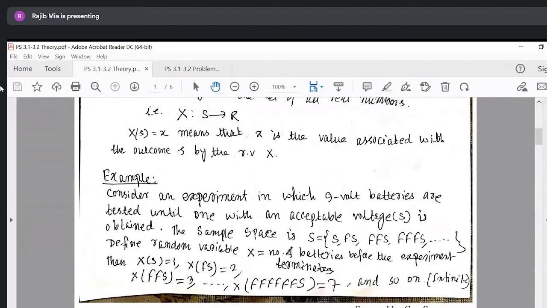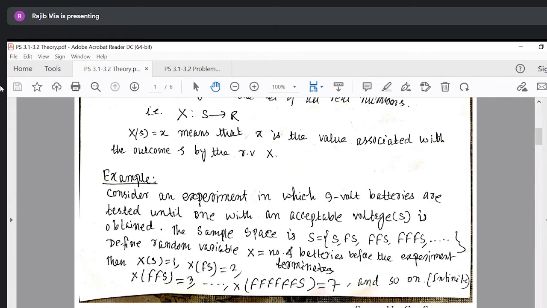So, can you explain this once more? For this example, suppose we take an experiment in which 9-volt batteries are tested.